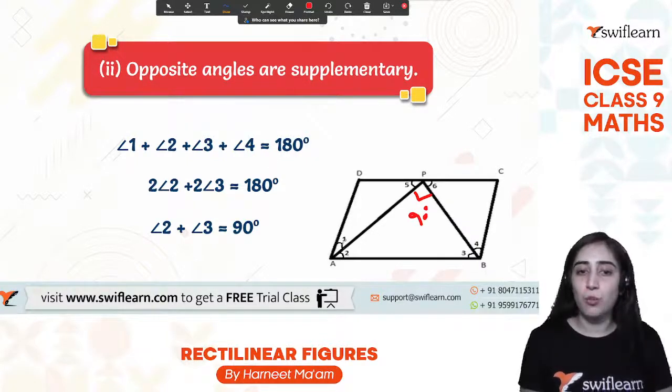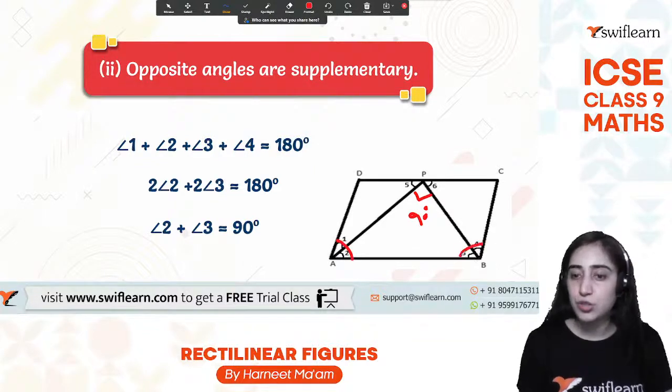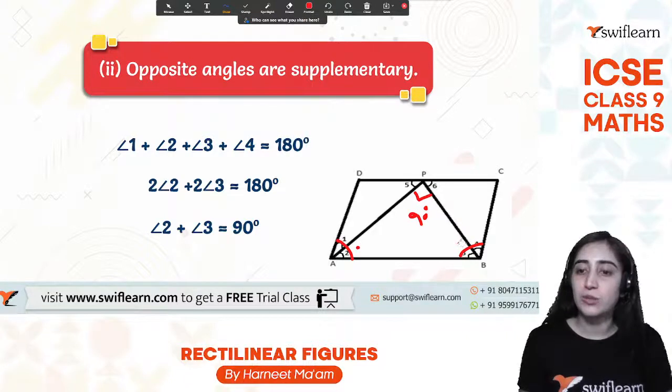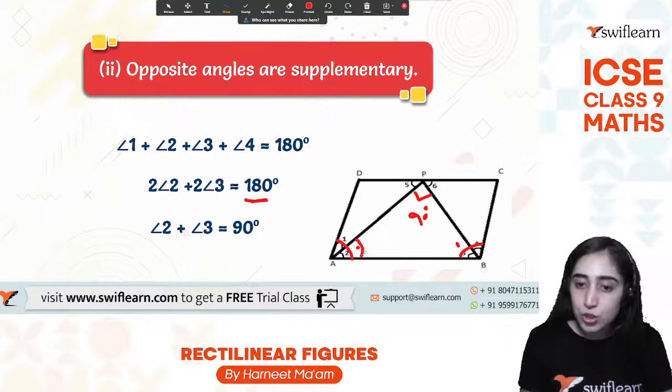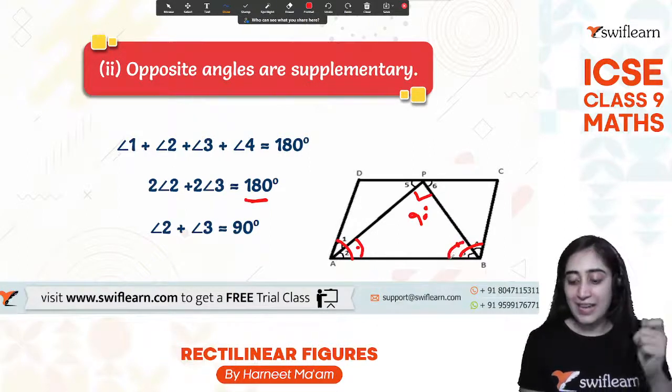So I know angle 1, 2, 3 and 4. These together become how much? 180 degree. So this will give me twice of angle 2 and twice of angle 3 is equal to 180 degree. That gives me angle 2 plus angle 3 is equal to 90 degree.